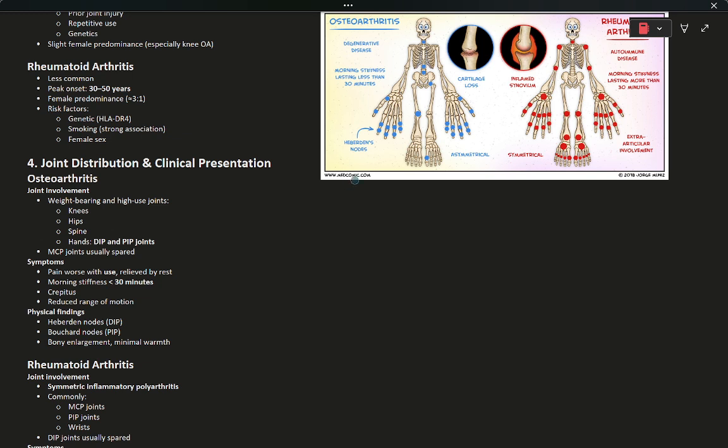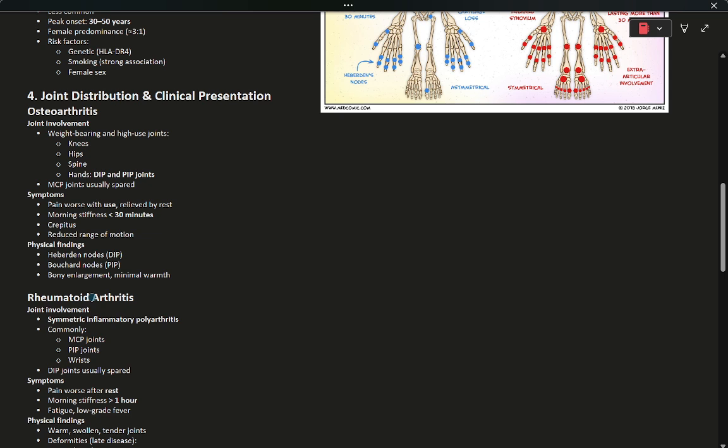And that is indicated right over here. As you can see, the metacarpophalangeal joints are spared, but the proximal interphalangeal and the distal interphalangeal joints can be affected. For symptoms, the pain will be worse with the use of the joints, but relieved by rest, and the morning stiffness will occur for no more than 30 minutes on average. There's going to be signs of crepitus and a reduced range of motion.